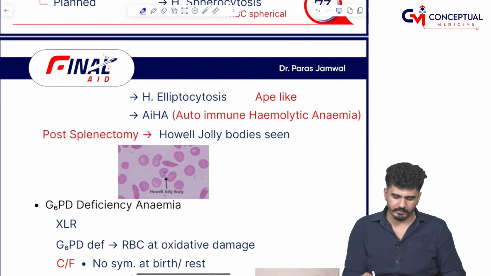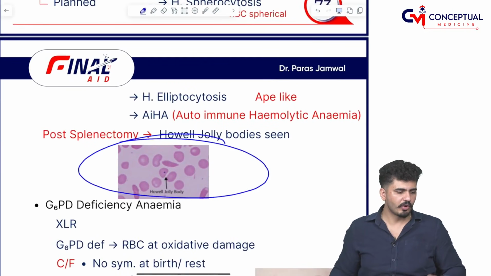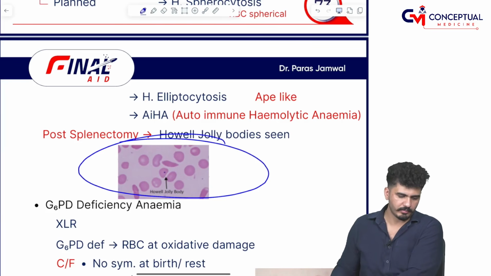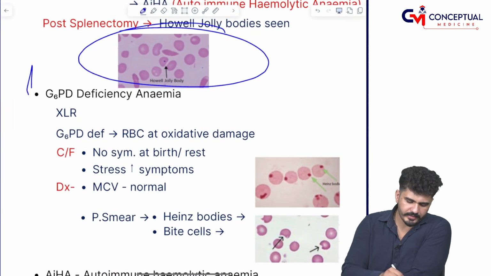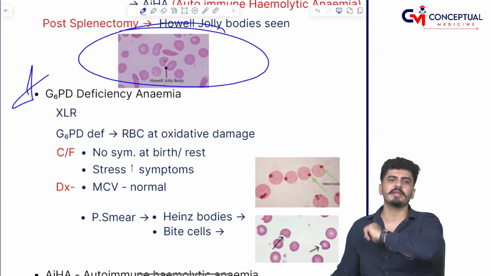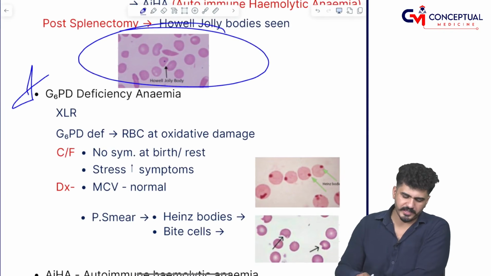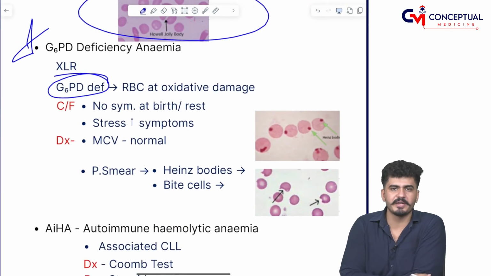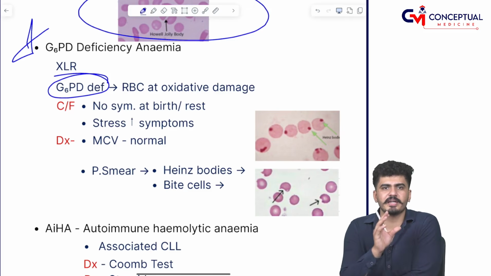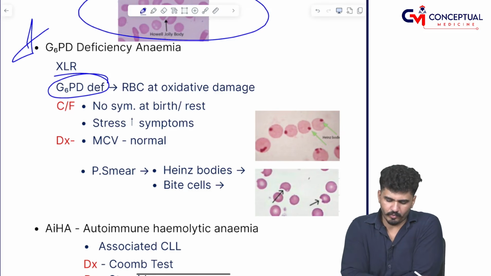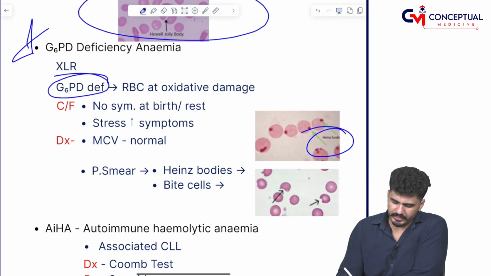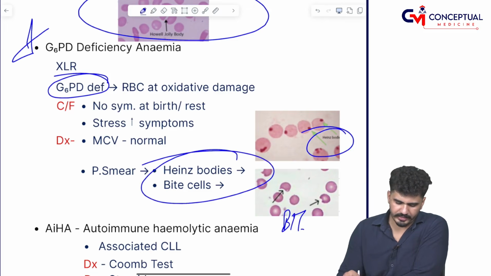So after splenectomy, which bodies are you going to see? This is called Howell-Jolly body. Then another type of anemia is G6PD deficiency anemia. When there is a G6PD deficiency, there is an oxidative damage to the RBCs. So what are you going to see? Heinz body and bite cell.